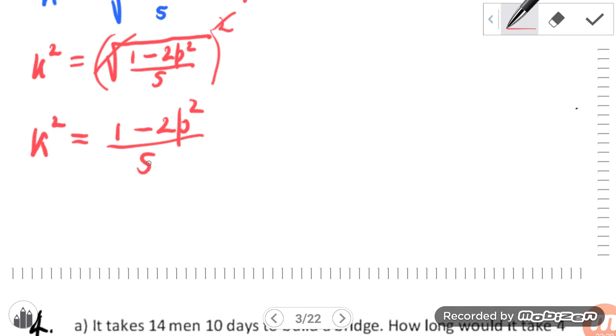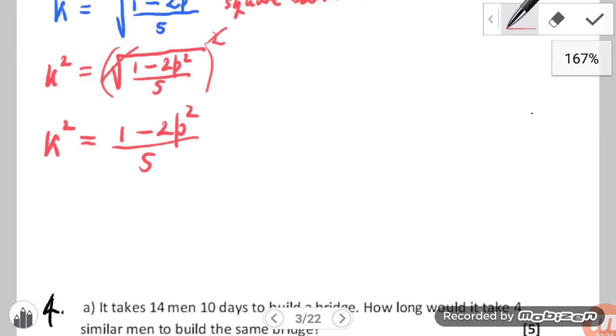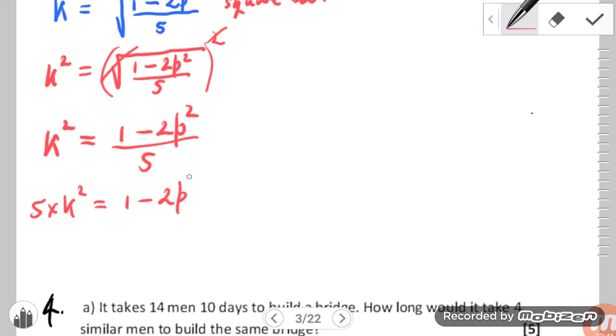Now that we have K squared is equal to 1 minus 2p squared over 5, our next job is to remove the 5 by multiplying both sides of the equation by 5. So we're going to have 5 multiplied by K squared is equal to 1 minus 2p squared over 5 multiplied by 5. We're using the opposite operation to remove the current operation. Since we're dividing our subject by 5, to remove the division we have to use multiplication. So this works out to be 5k squared, and that's equal to 1 minus 2p squared, because this 5 cancels this 5.